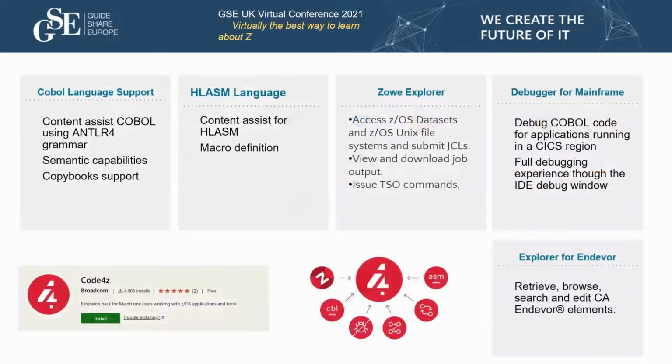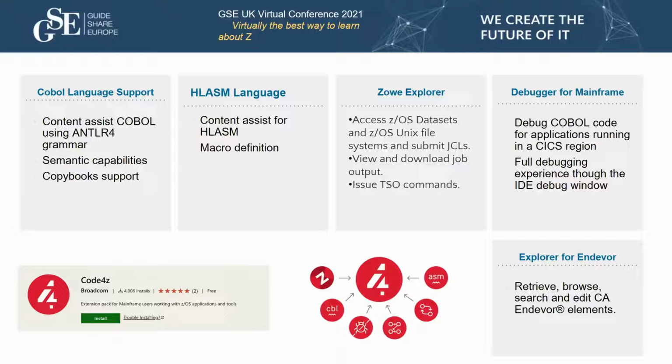Zooming in on one of these mainframe extensions, we see Code4Z. This is an extension pack from Broadcom, just to give you an example of what a mainframe stack would look like. This pack contains COBOL language support, which assists with the COBOL language. It provides highlighting, semantic capabilities, and copybook support. You can fetch copybooks within your VS Code. There's also high-level assembler support and macro definitions.